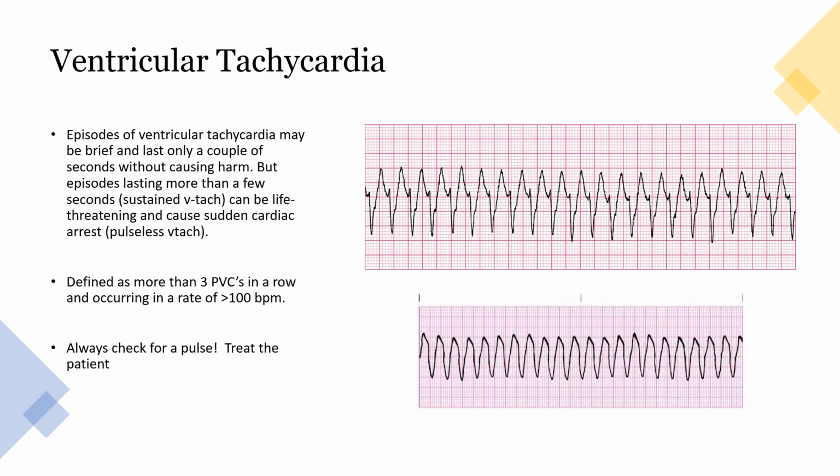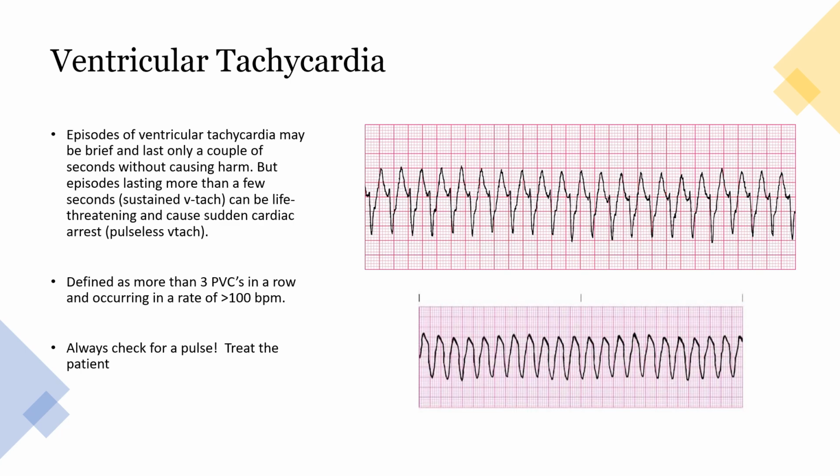So episodes of VTAC may be brief and only last a couple of seconds. Again, a patient may feel fluttering or may feel short of breath, but they will pass and go back into another rhythm. But episodes that last more than a few seconds, so more than those 3 beats, are called sustained VTAC, and this is life-threatening. This can cause a sudden cardiac arrest. With VTAC, we need to check the status of our patient, and check for a pulse. Patients can be in VTAC and still have a pulse.